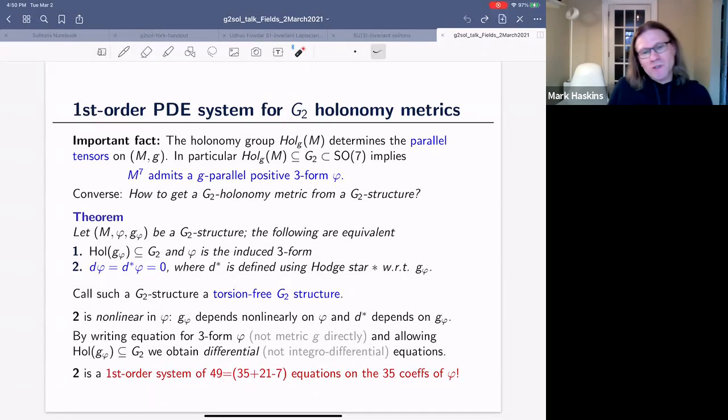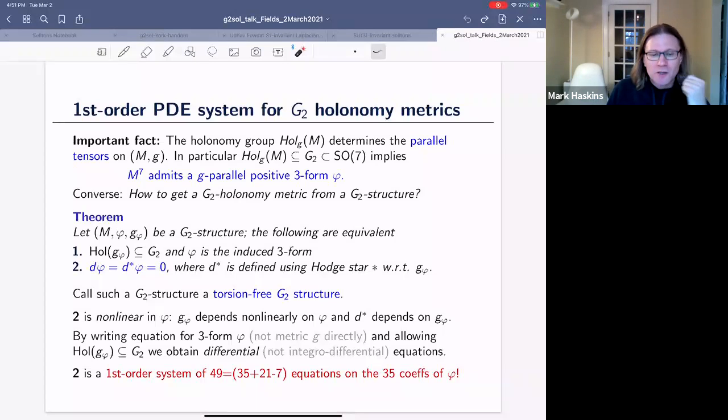So we get a first order system of 49 equations on 35 unknowns. Still, it's not the sort of thing that your typical analyst would like to study. The first approach to try would be, you've got apparently an overdetermined system, so you would use methods designed to solve overdetermined equations, and that's exactly what Robert Bryant did using the methods of exterior differential systems.